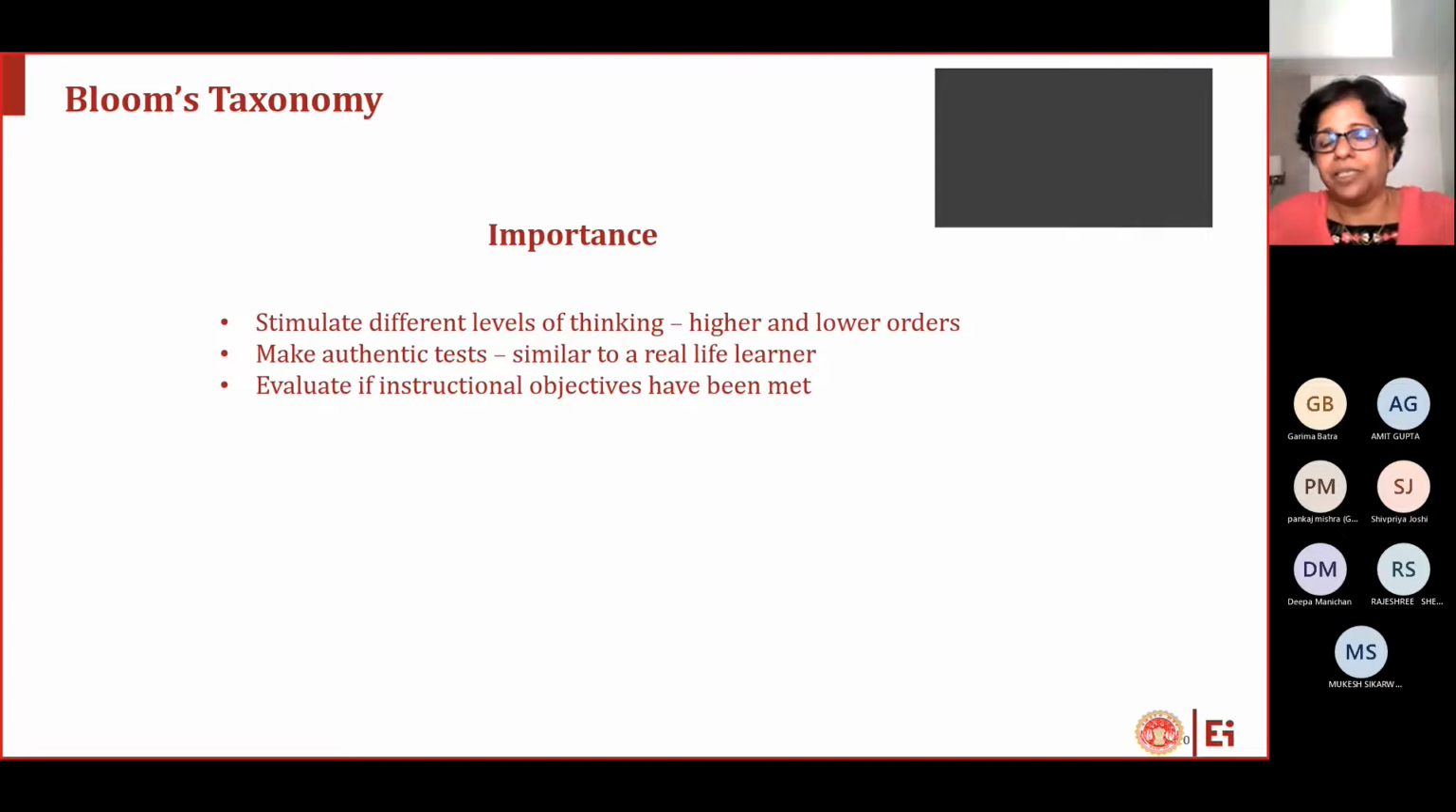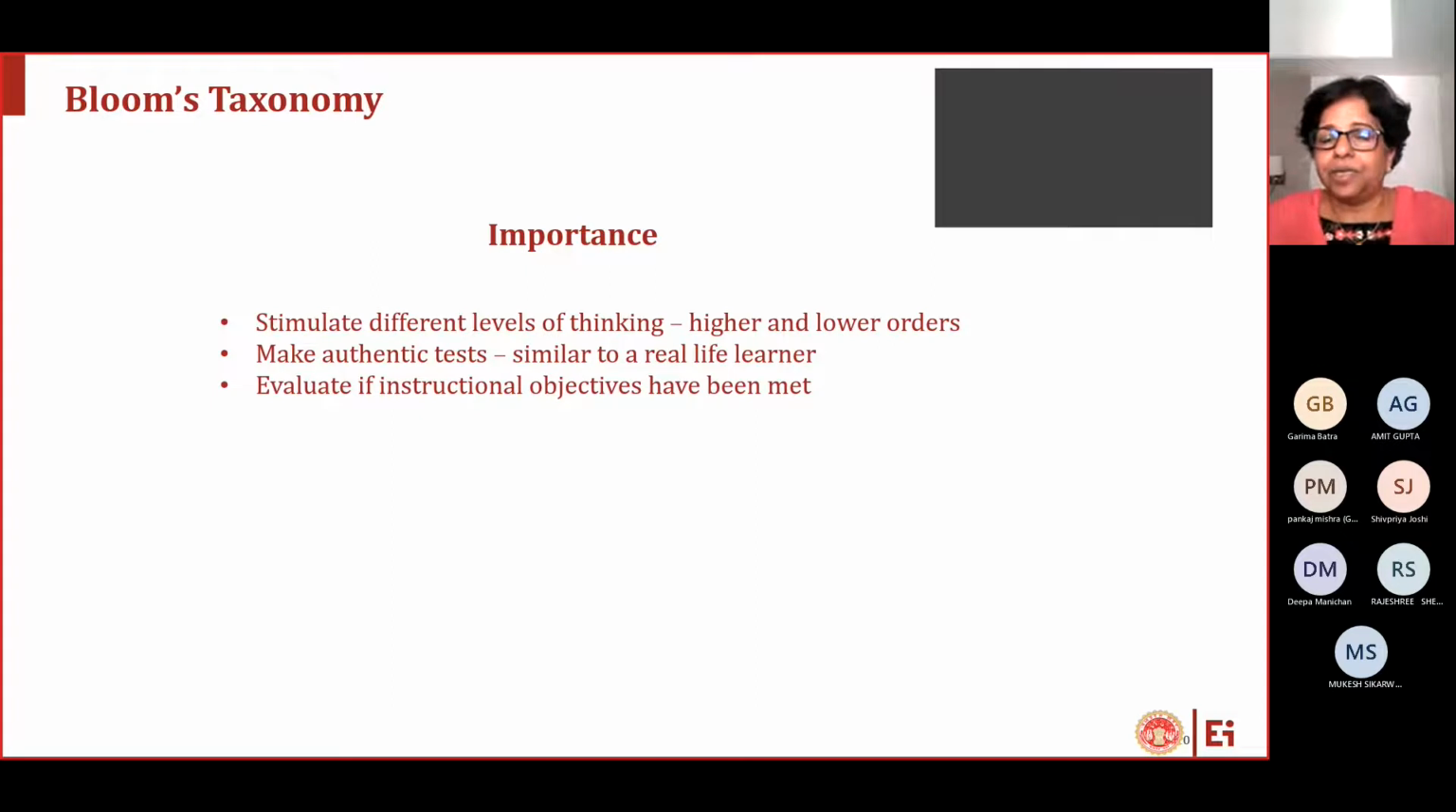Some of the high achieving kids feel very under challenged if most of the questions are testing lower order skills. And many of the lower achieving kids feel very challenged, or they feel that the test is very unfair, if you over test higher order thinking. So there should be a good balance of higher order and lower order thinking.